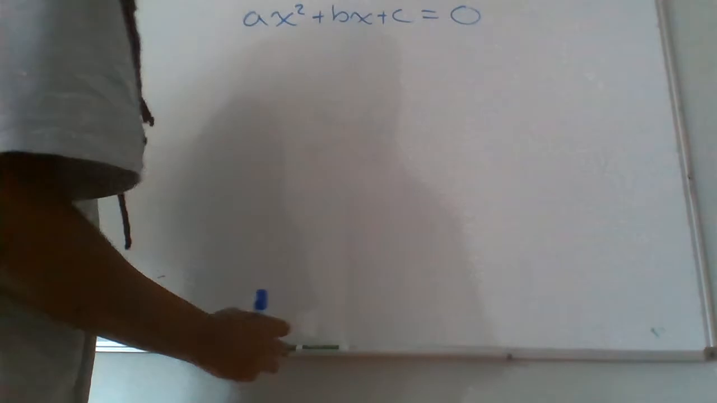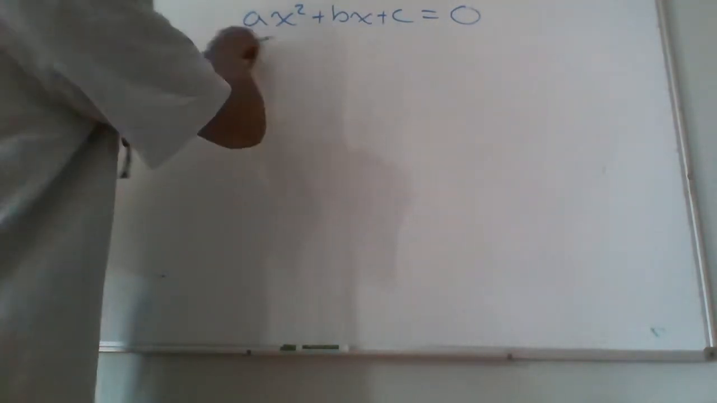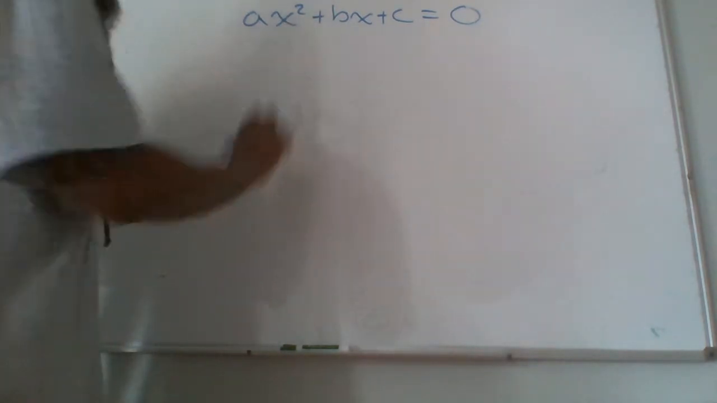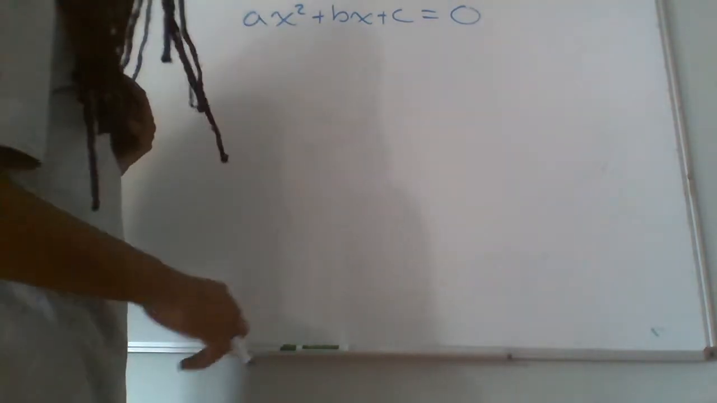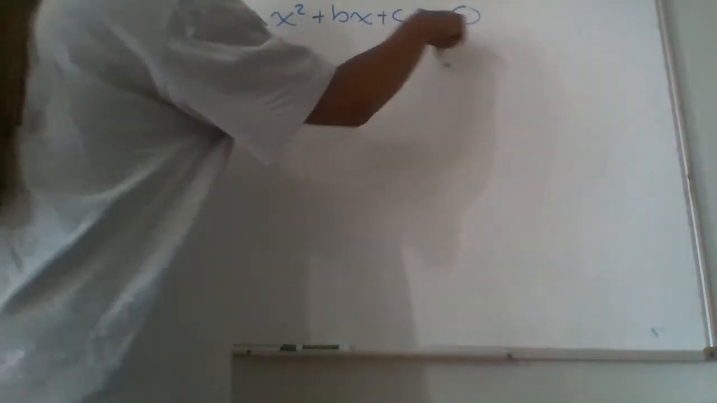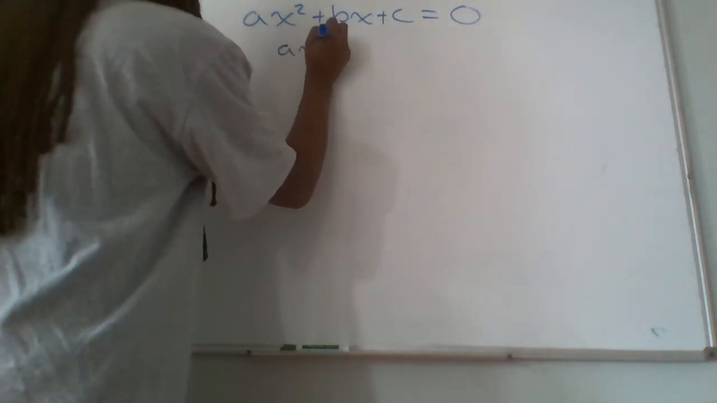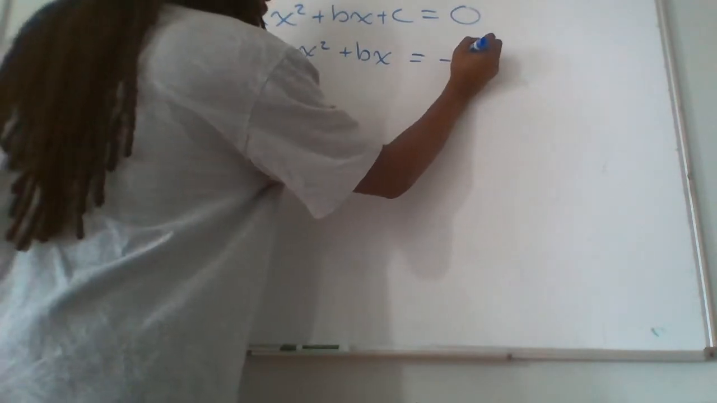So, our first step is to separate x. Let's separate all of our x terms and have them on one side. Because we're solving for x in this equation, first step, subtract c. So, we get ax squared plus bx is equal to negative c.